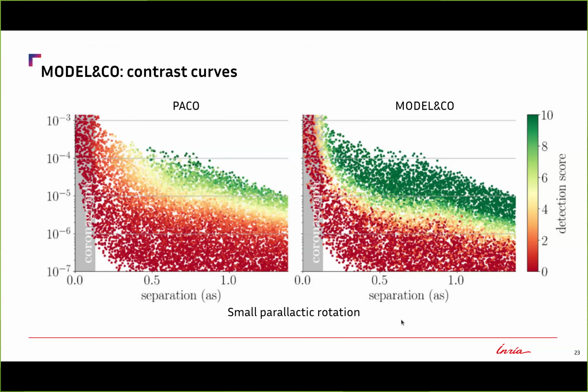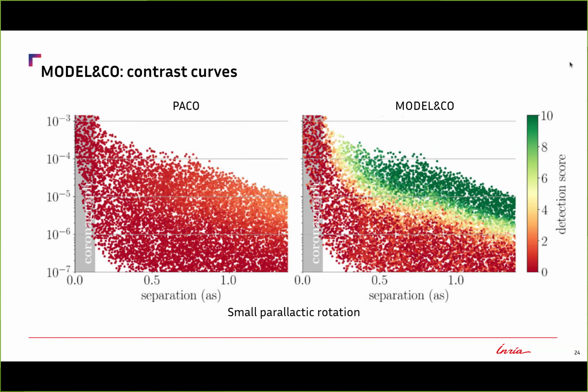But when we lower the rotation rate, so when the problem of self-subtraction becomes stronger, what we see is that PACO fails completely to detect those sources because, as I explained, when we fit the statistical parameters, we may capture the signal of the exoplanet, and it will impact the detection performance. Whereas with Model&CO, we can learn to avoid doing that, and we are much less sensitive to self-subtraction, especially when the parallactic rotation is smaller.